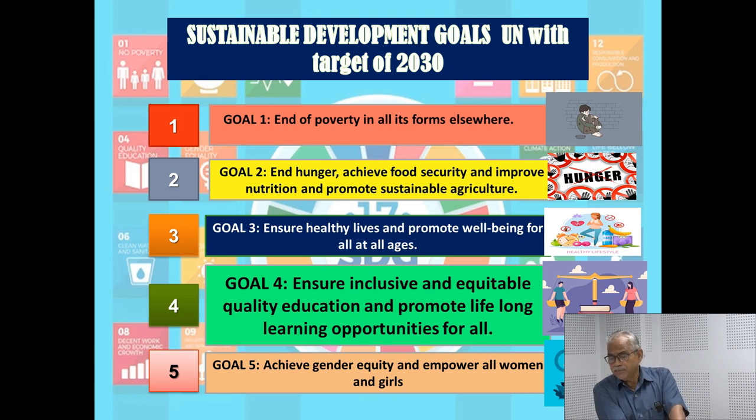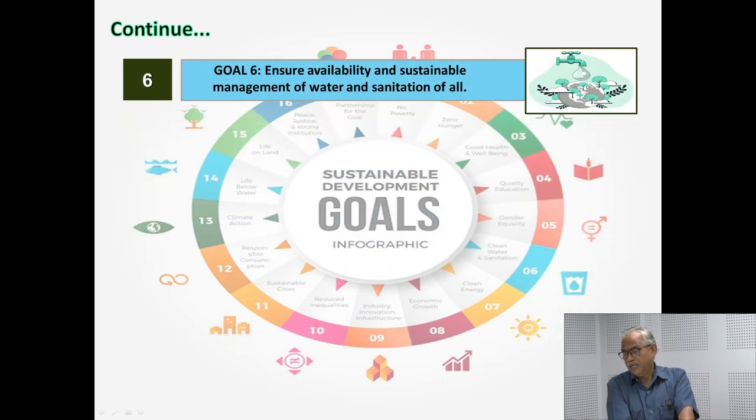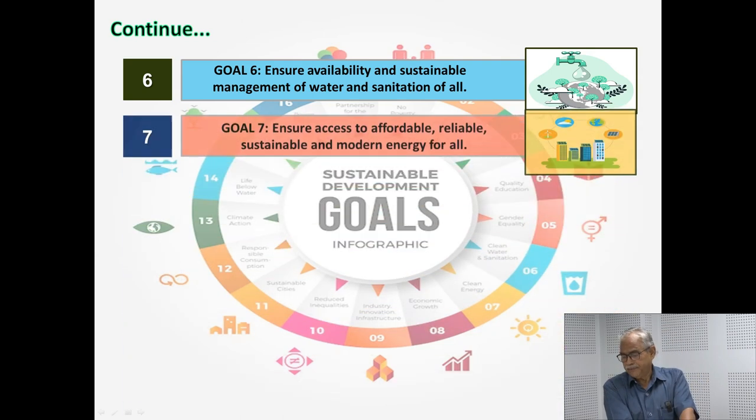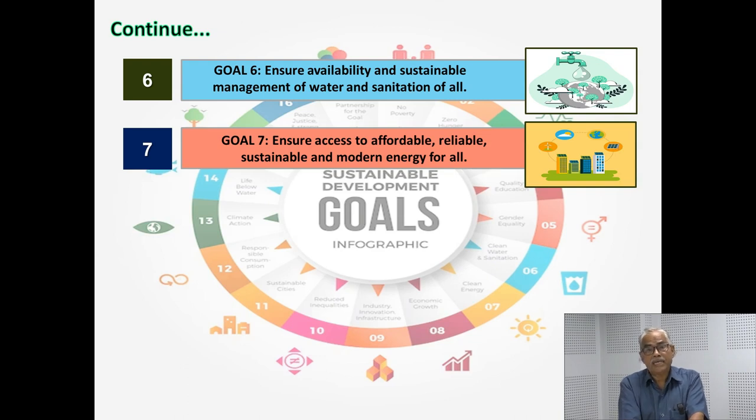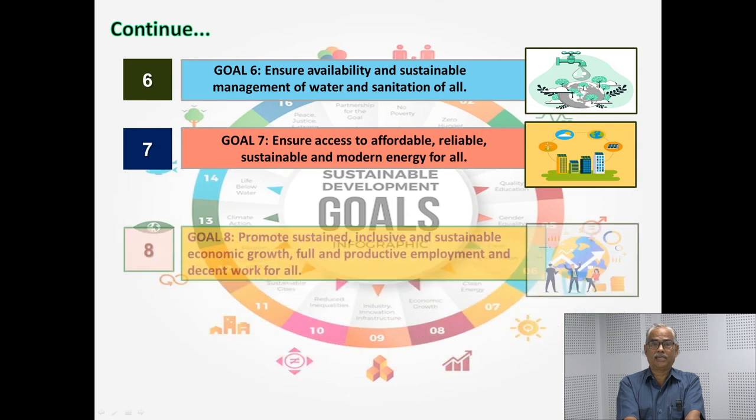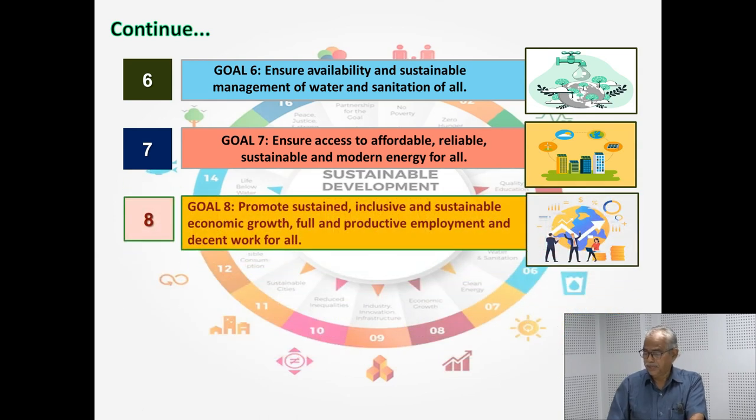Sixth goal is to ensure availability and sustainable management of water for healthy life and for sanitation. Goal seven is to ensure access to affordable, reliable, sustainable, and modern energy for all. Goal eight is to promote sustained, inclusive, and sustainable economic growth. When I say sustainable economic growth, it has a future impact. The economic growth should be futuristic oriented, with full productive employment and decent work for all, so that inclusive economic growth will take into account each and every human being's participation in economic development and progress.